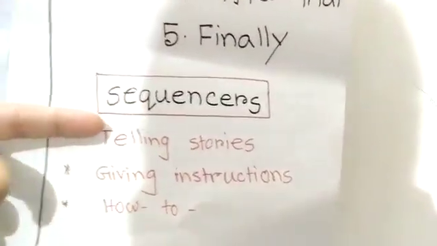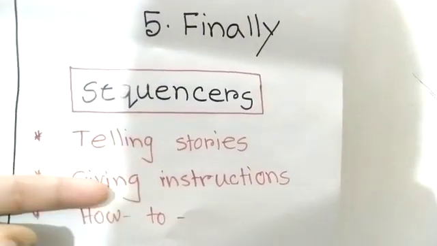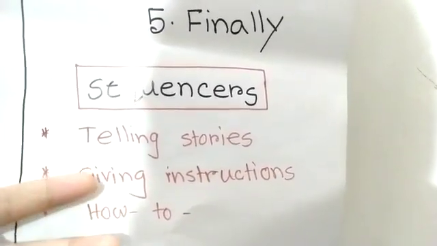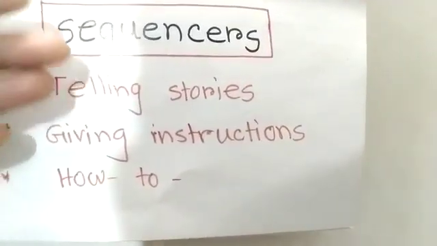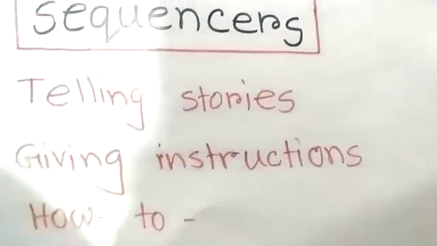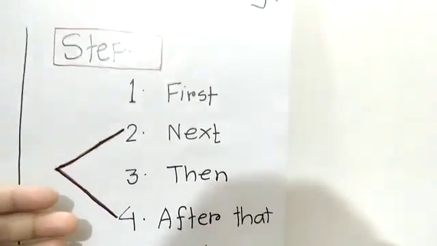We use sequencer when we tell any story, or when we give some instructions or some guideline to somebody, such as how to do something, how to make a cup of tea, how to make a sandwich. Then we need this sequencer. You have to always keep in mind these 5 words: first, next, then, after that, and finally. So students, these 5 words are what we call sequencer. We use this sequencer to talk about any steps or order of doing something. You already understood, I think.